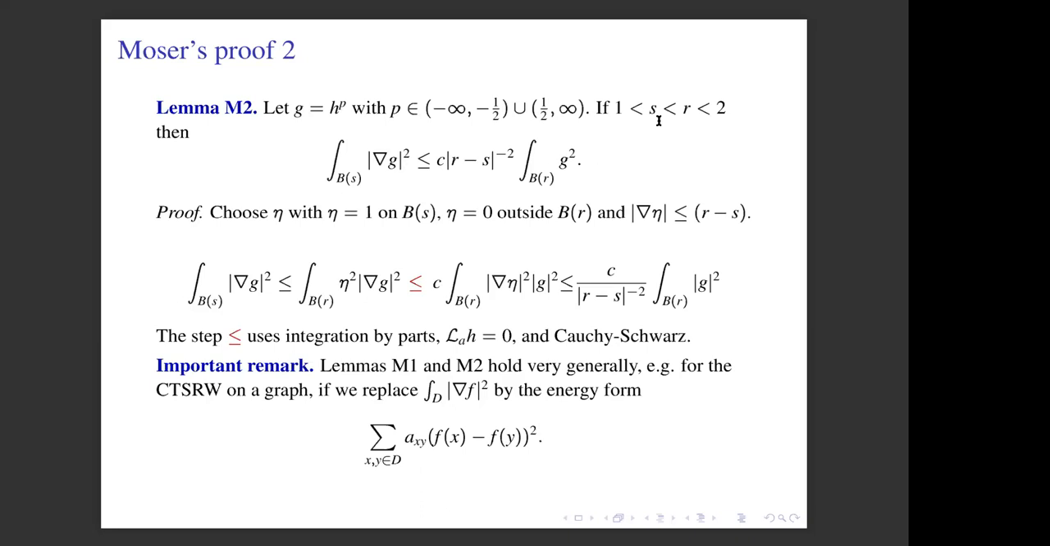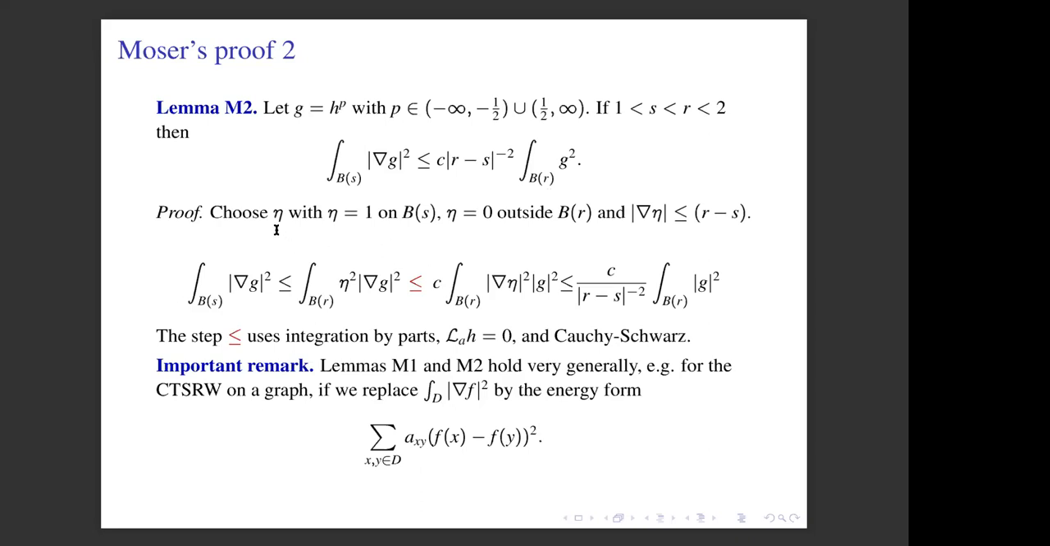And we're going to look at two slightly different sized balls, BS and BR, with sizes between 1 and 2. Then we can control the integral of grad G in terms of, first of all, the distance between R and S, and then the integral over BR of G squared. And so let me just sketch some of the main idea in the proof here.